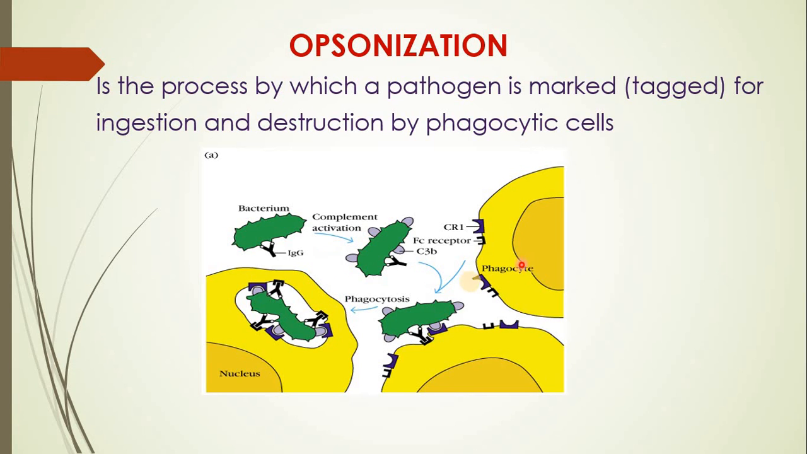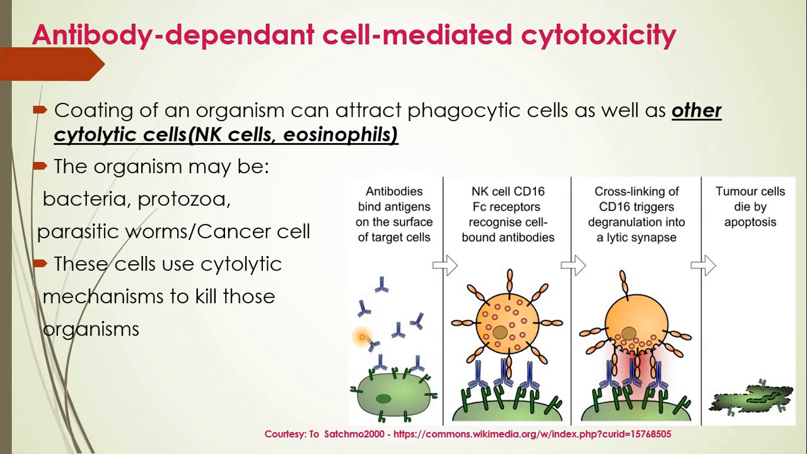and to have this phagocytic action on larger extent, it is very much essential that the antigens should be tagged, and this tagging is bringing together all the pathogens in the close proximity of the phagocytic cell, which leads to phagocytic action. Now, the fourth one is antibody dependent cell mediated toxicity, which is called as ADCC.